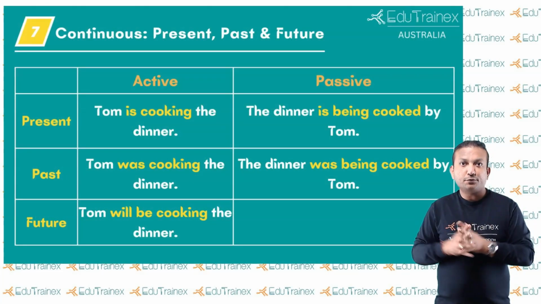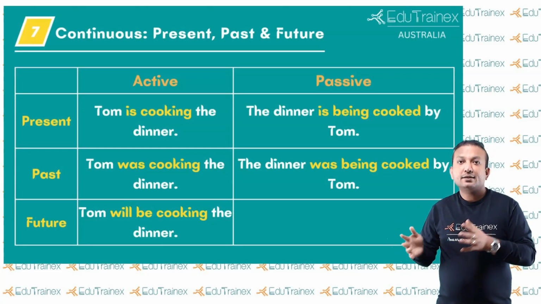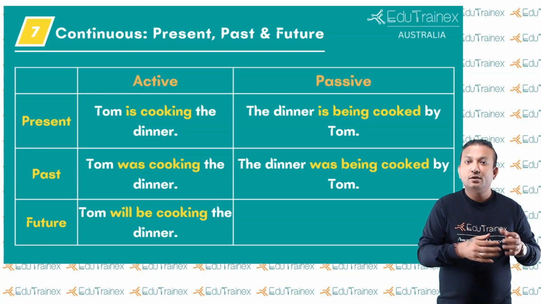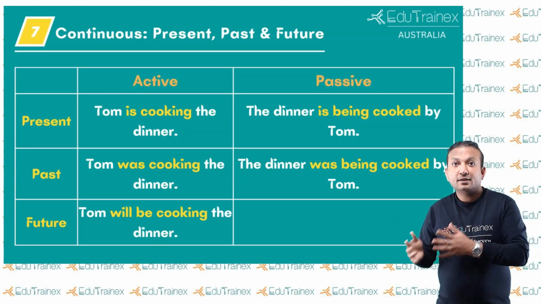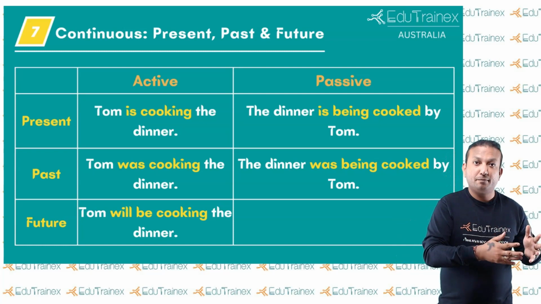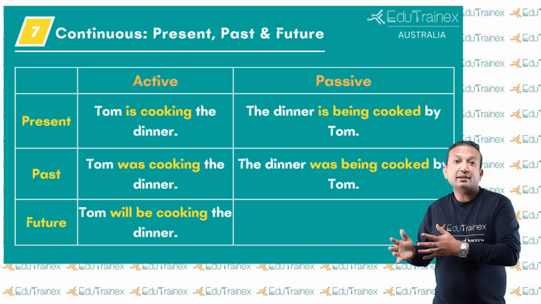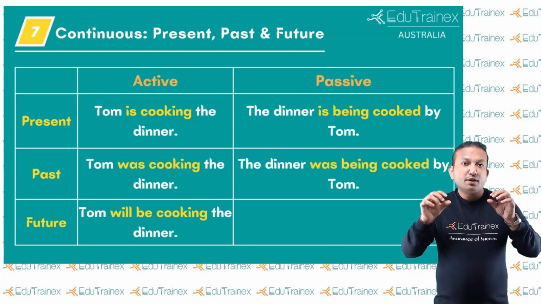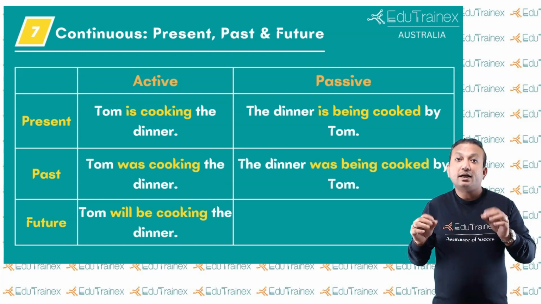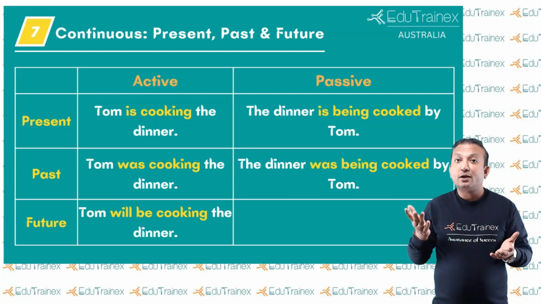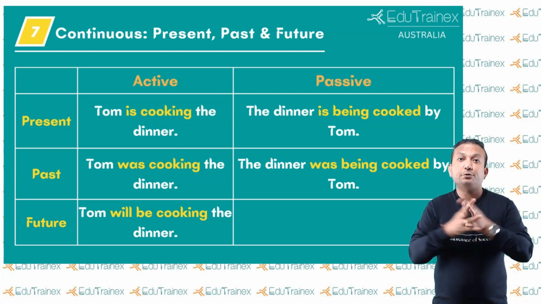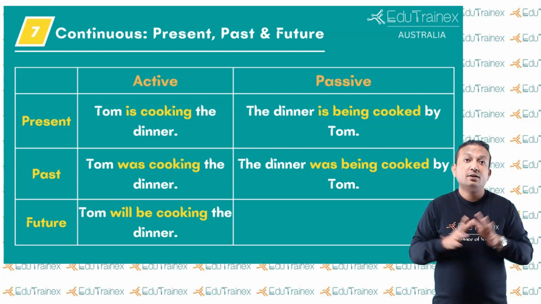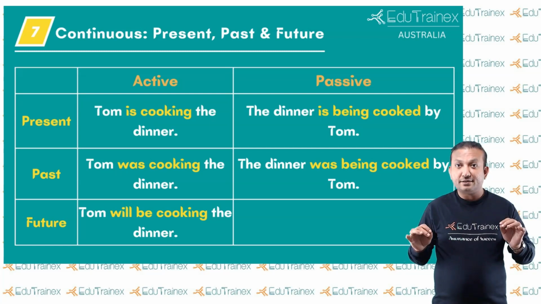Similarly, in continuous form, Tom is cooking the dinner, the dinner is being cooked by Tom. Tom was cooking the dinner, the dinner was being cooked by Tom. Tom will be cooking the dinner, but there is no passive voice for future continuous. So now you understand how active and passive voice changes according to the present, past, and future tenses. With this, we complete the active and passive voices.